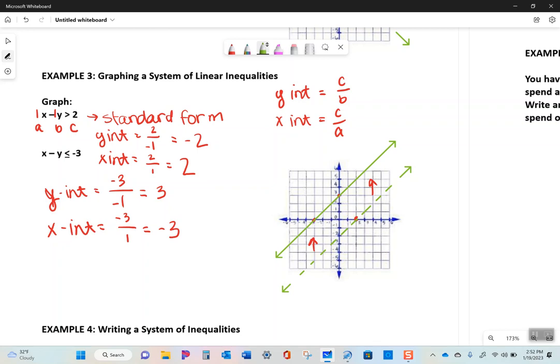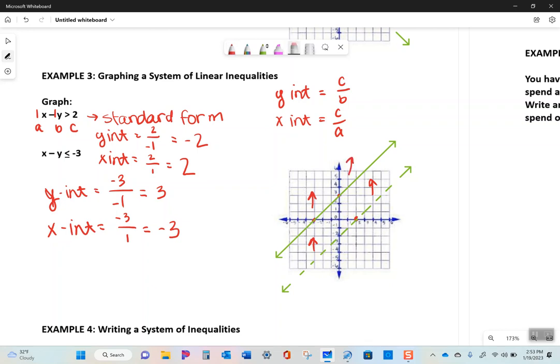Above? Okay, who agrees with that? Do you think it's above or not? Should we plug 0, 0 in? Okay. 0 minus 0 is 0. Is 0 less than or equal to negative 3? No, it's not. So that means it's not in our solution set. So it's going to be above.